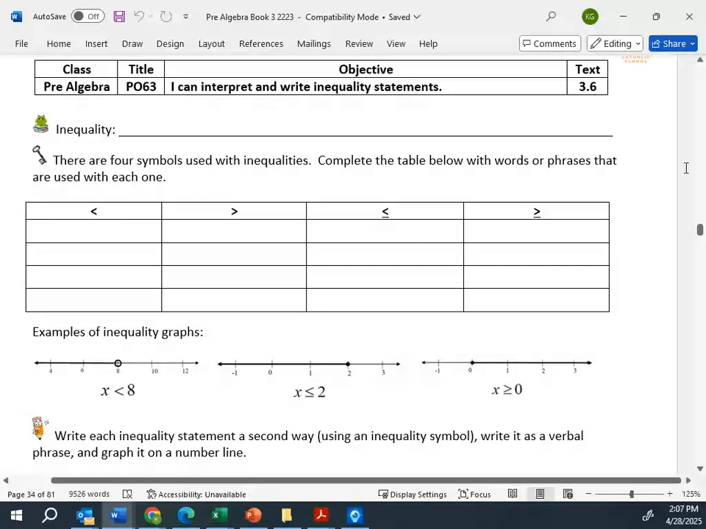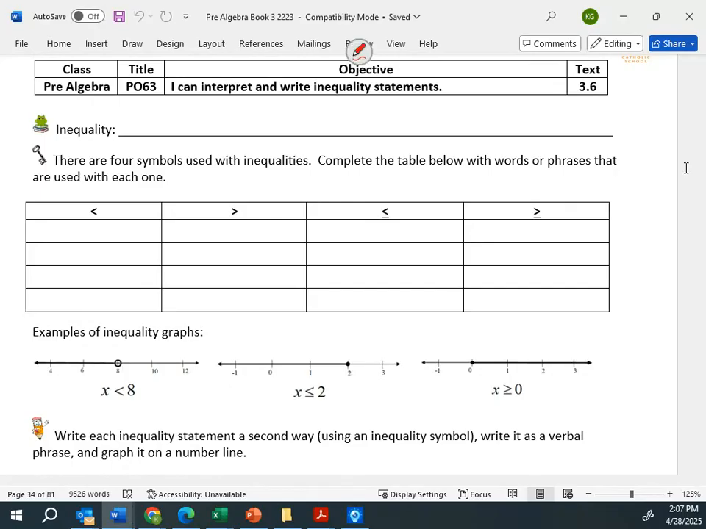Good morning. Today we are working on PO63. I can interpret and write inequality statements. So an inequality is when you compare values.